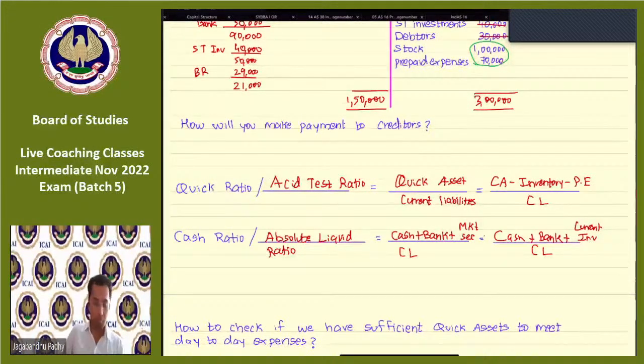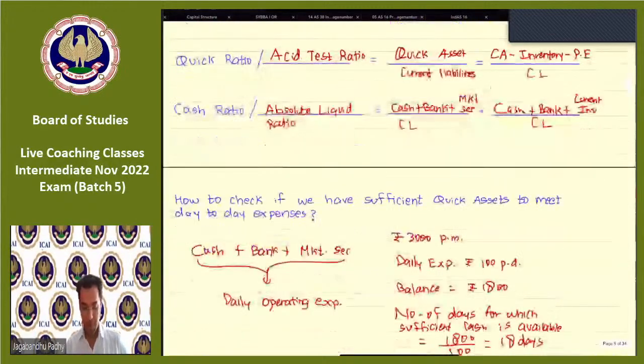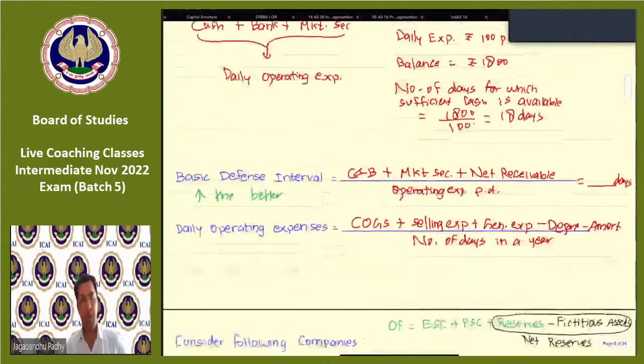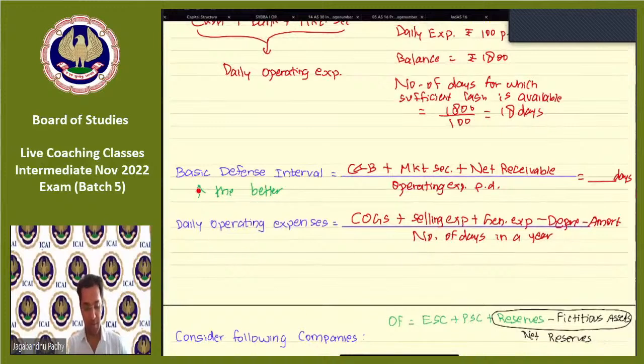Then the cash ratio. The cash ratio was absolute liquid assets upon current liabilities. Now, what do we mean by absolute liquid assets? It means cash, bank, and marketable securities, divided by current liabilities. Now, to check whether we have sufficient cash or not, for that we have the basic defense interval ratio, and of course, higher the better was the funda over here, right?